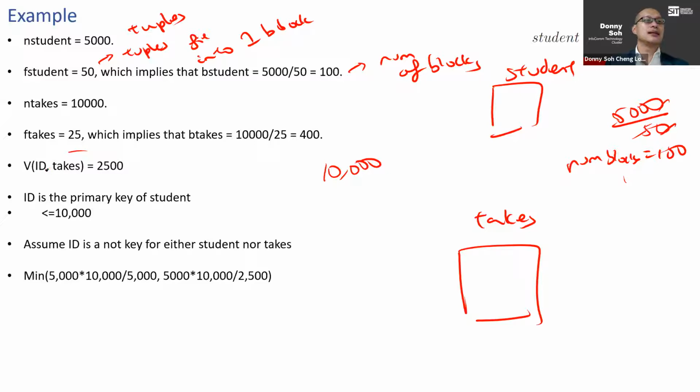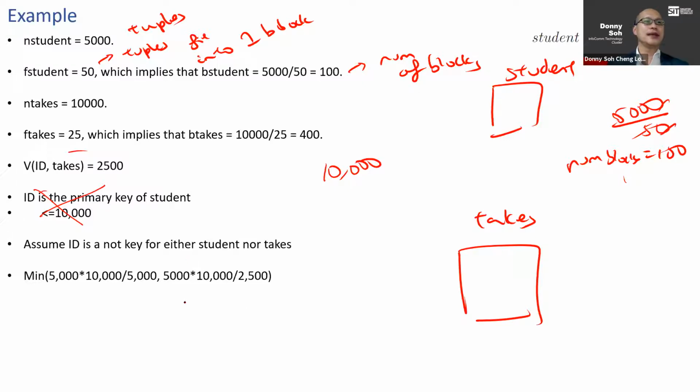And let's say the number of unique values of ID in my ticks is 2,500, and ID is the primary key of the student. Why is not a key for either student or ticks? Okay, so maybe we ignore this one first. In this example, let's assume that ID is not the key for either one of these two.